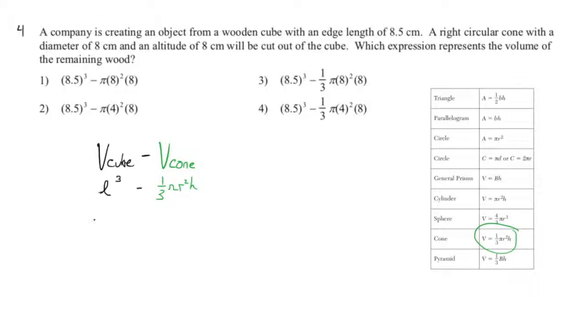Now, specifically, we know that the length of the cube is 8.5, and we have our 1/3 pi, and we were told the diameter of the cone is 8, so the radius is going to have to be half of that, coming in as 4, and an altitude, which is a fancy word for height, of course, we'll put in as 8.